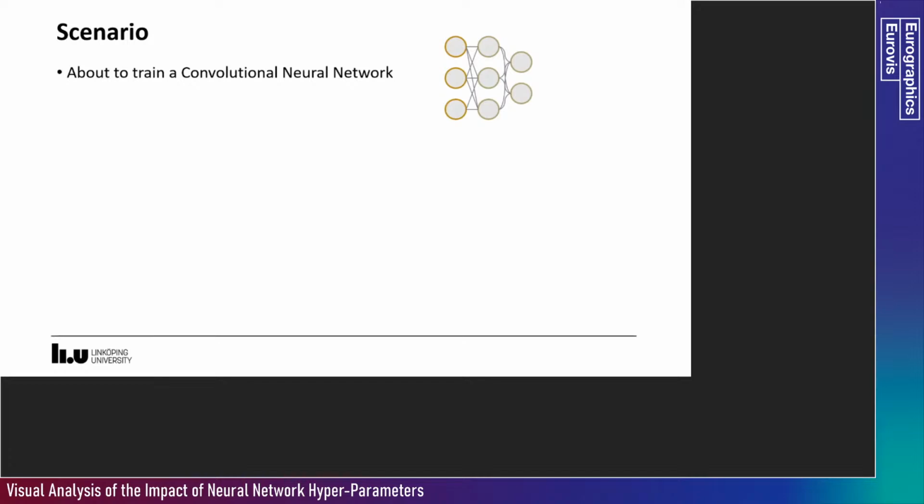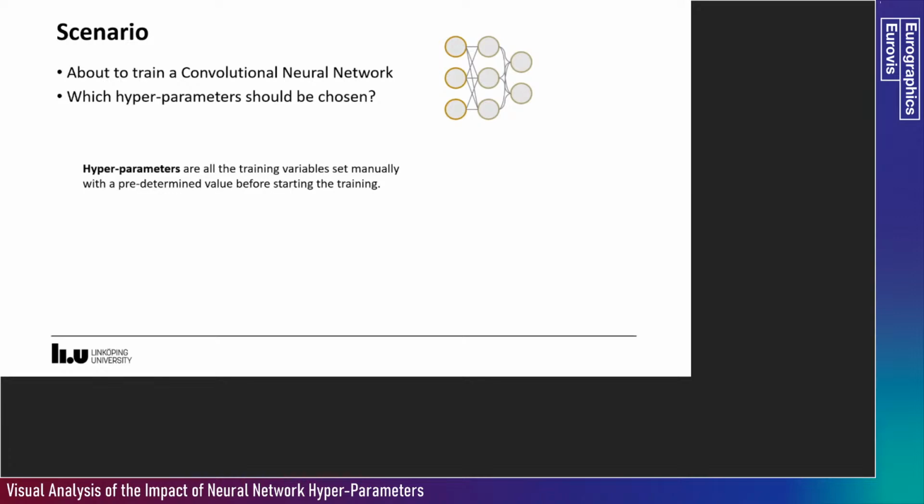Imagine you have set up a convolutional neural network and are about to start the training. One of the first things that you need to do is to choose the hyperparameters for the training. Hyperparameters are all the training variables set manually with a predetermined value before starting the training. Examples include the batch size, determining how many samples per iteration that should be used, or the optimizer to use for the loss function.